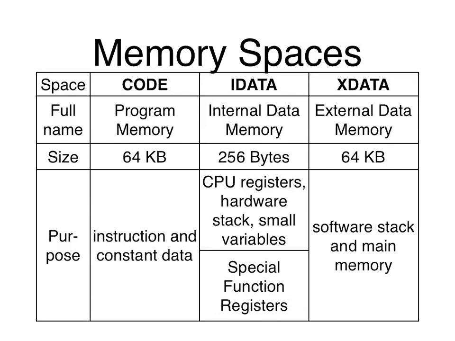So if you have address 20, you have to tell me, are you talking about code address 20 or XData address 20? If I don't know, I can't tell you the data. I can't access that. Okay, and so code is for instruction and constant data, including strings. IData is mainly for the CPU registers, hardware stack, and maybe some global variables, some relatively small variables. And that's occupying half of the internal data or IData space.